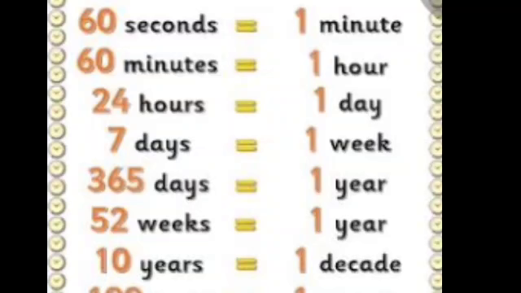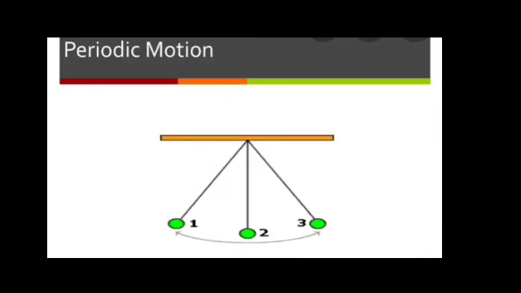Basics of measuring time, periodic motion. The principle of periodic motion is used for measuring time. Clocks and watches which are used for measuring time are based on the principle of periodic motion. A simple periodic motion. Clear?